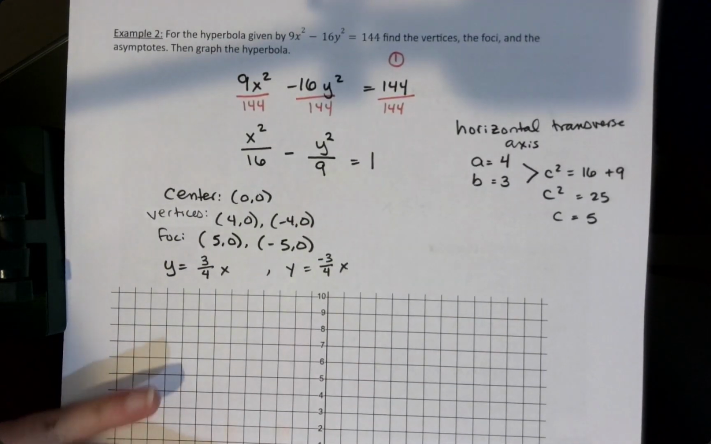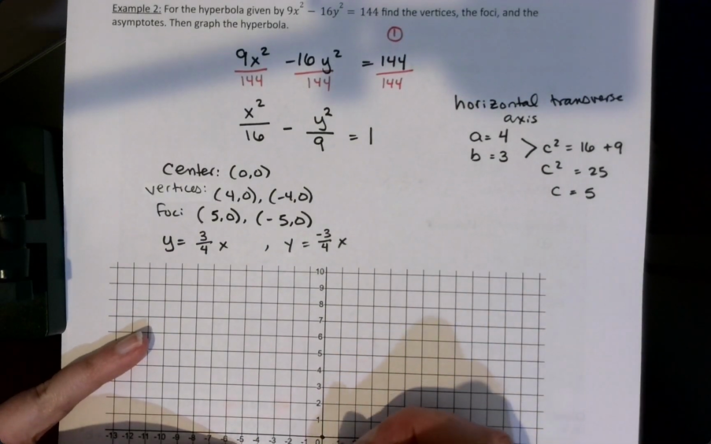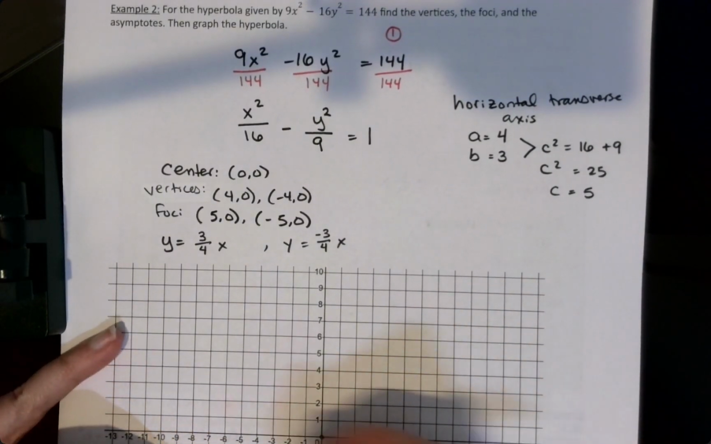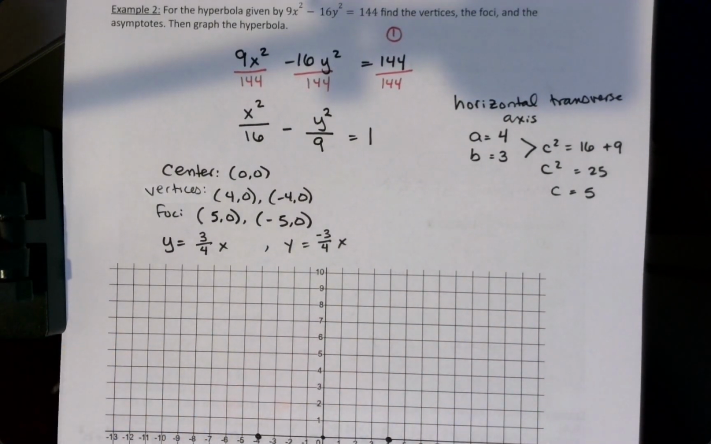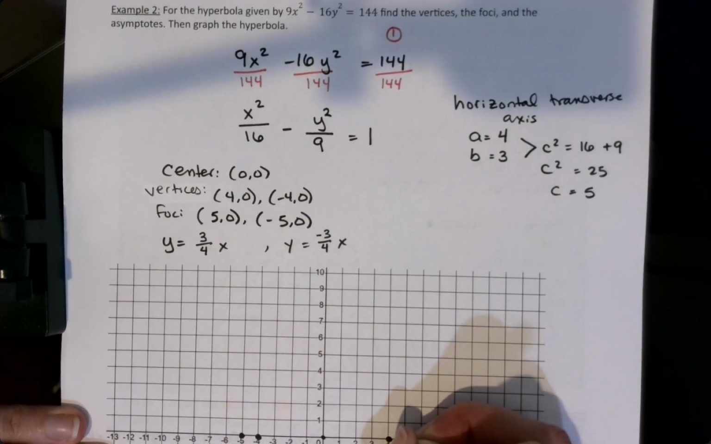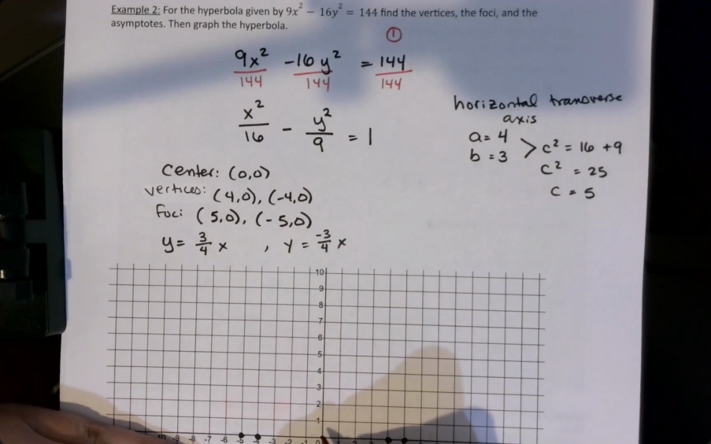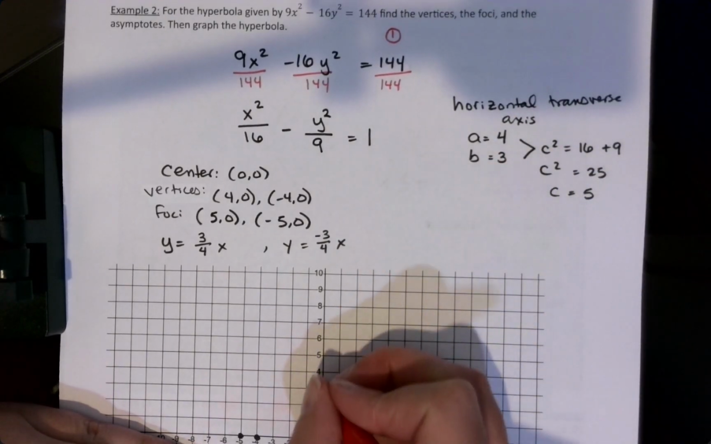Okay, so let's graph our hyperbola. Center 0, 0. Vertices at 4, 0, and negative 4, 0. The foci are at 5 and negative 5. And in order to graph the asymptotes, I want to graph the conjugate axis as well. The conjugate axis had length 3 up, 3 down.